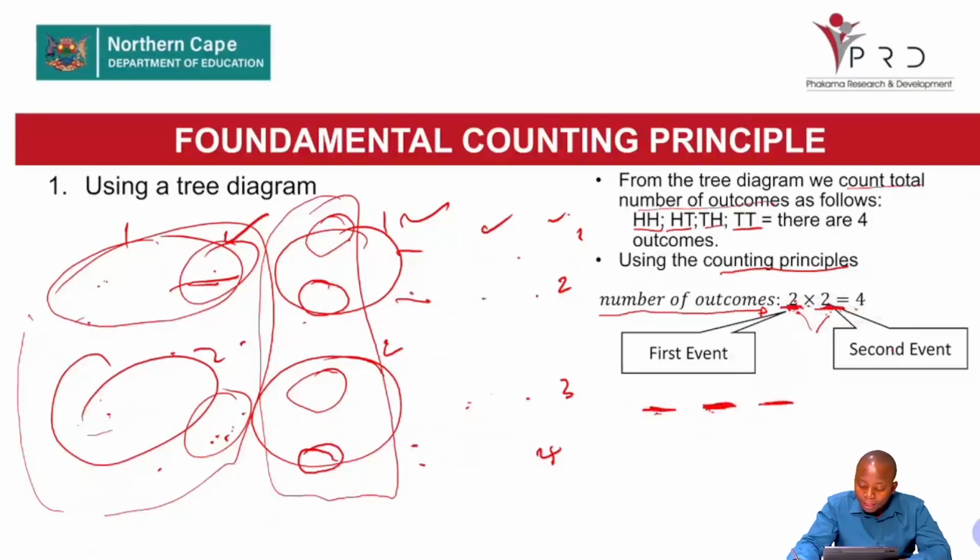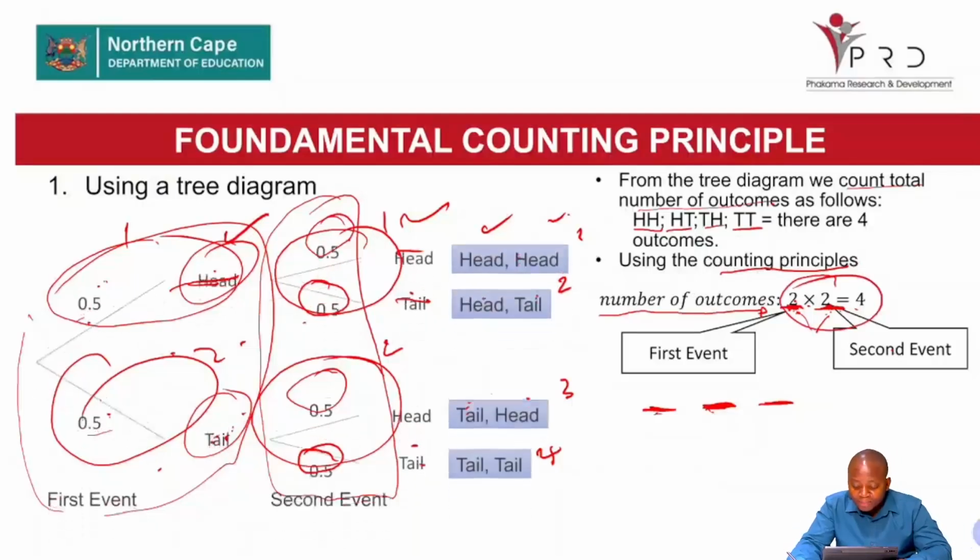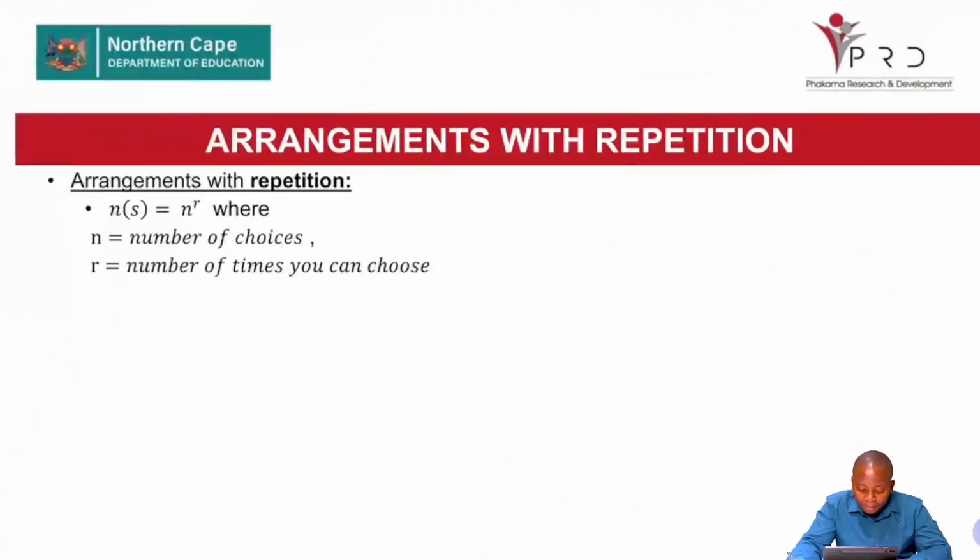Right. So what we can say now is that using the fundamental counting principles, we are now finding an easier way of finding the number of outcomes for events occurring at the same time. As we continue, if you go to event 3, 4, 5, and 6, you'll notice that using a tree diagram is going to be very time consuming. But with counting principles, everything will be easier. Right. Now, let us move on.